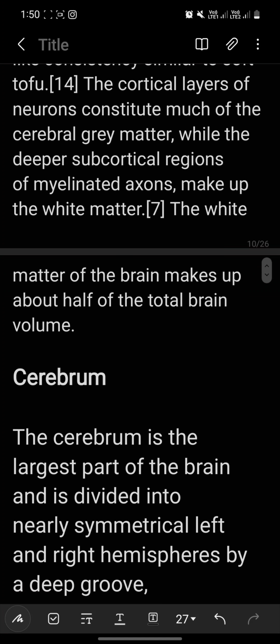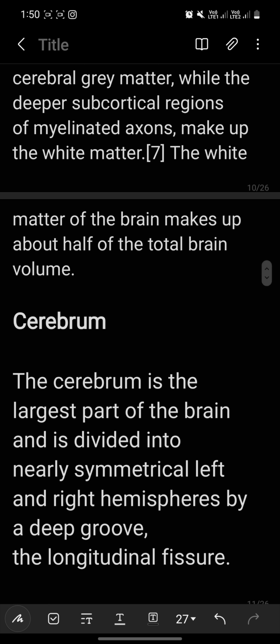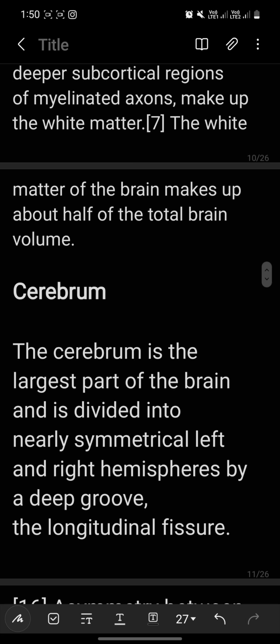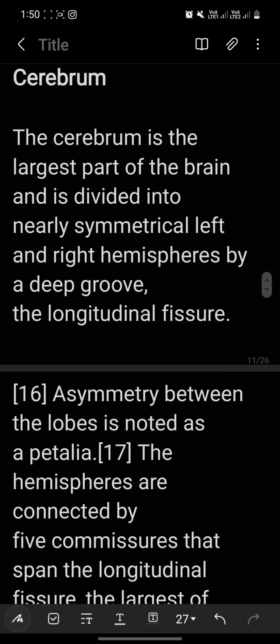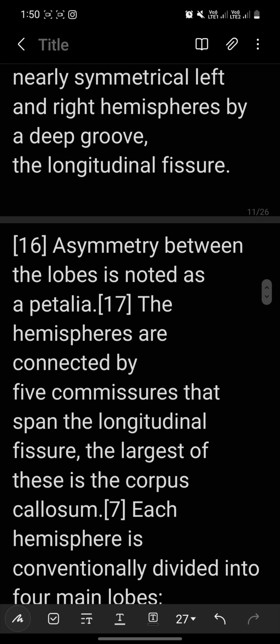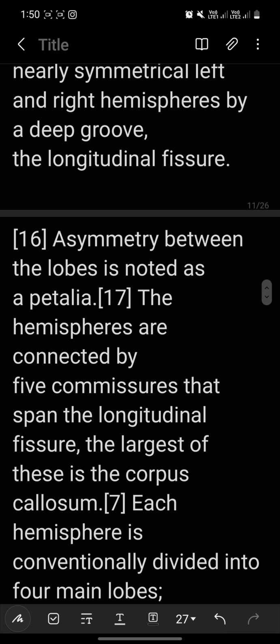Cerebrum. The cerebrum is the largest part of the brain and is divided into nearly symmetrical left and right hemispheres by a deep groove, the longitudinal fissure. Asymmetry between the lobes is noted as a petalia. The hemispheres are connected by five commissures that span the longitudinal fissure. The largest of these is the corpus callosum.